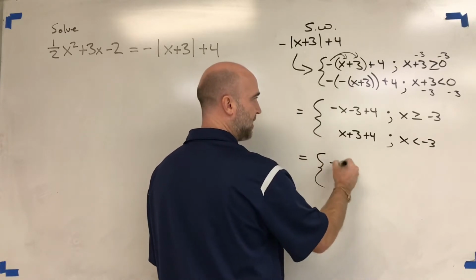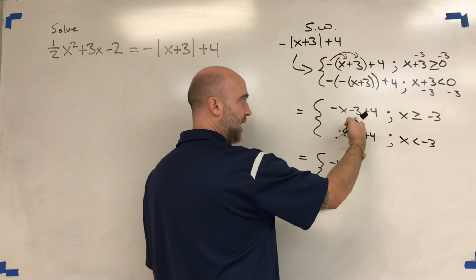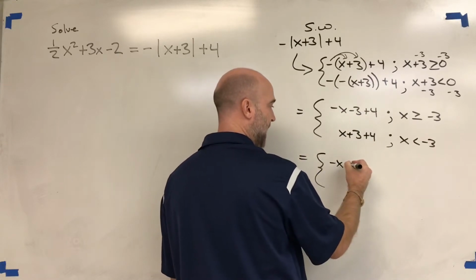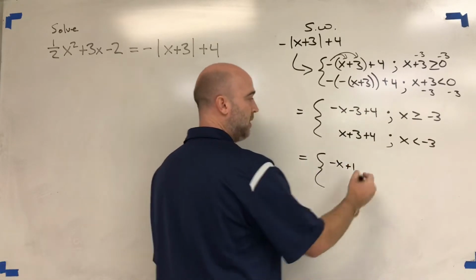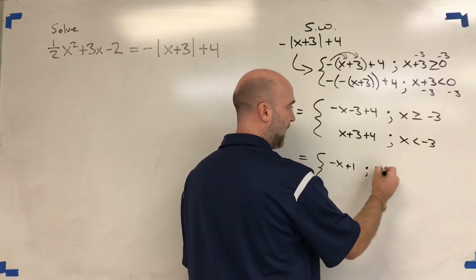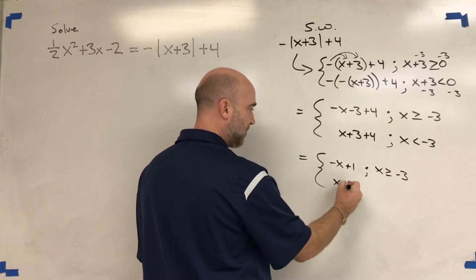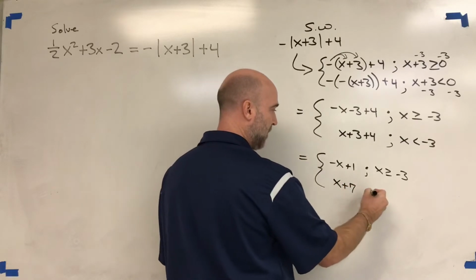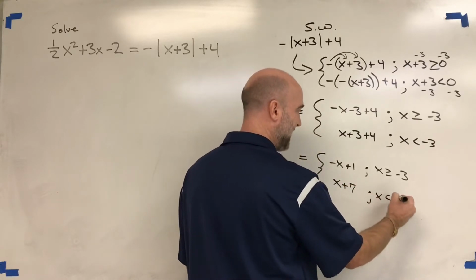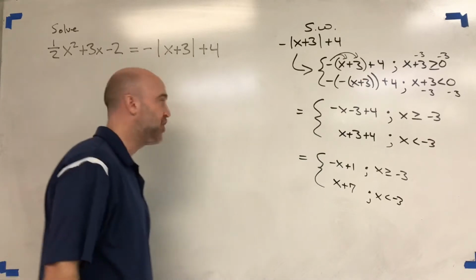The negative x can't combine with anything. -3 plus 4 is a plus 1. And we still have it where x is greater than or equal to -3. On the bottom here, x plus 7, where x is less than -3. And remember, that's the strange case.